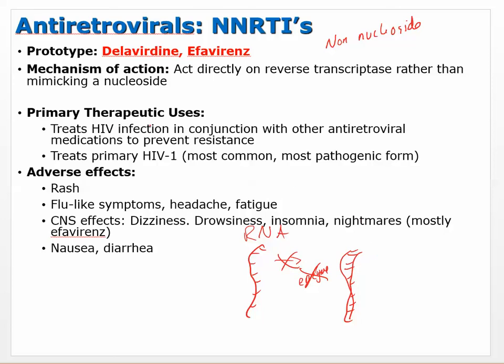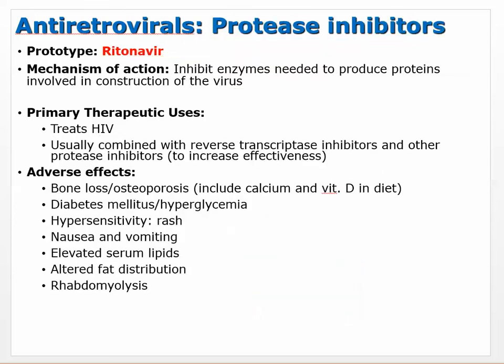It treats HIV infection in conjunction with other antiretroviral medications to prevent resistance. It treats primary HIV-1, the most common pathogenic form. Adverse effects: rash, flu-like symptoms, headache, fatigue, CNS effects, dizziness, drowsiness, insomnia, nightmares, mostly with efavirenz, which is another of the prototype drugs, zidovudine and efavirenz. Those are the prototypes.